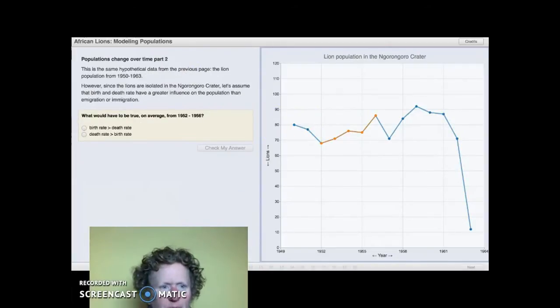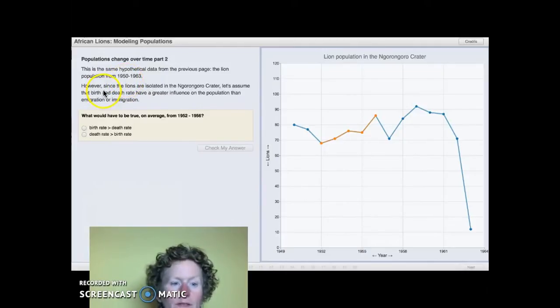Now we're going to look at a different part of the graph. Populations change, and we're going to look at this part of the graph here. This is the same hypothetical data from the previous page, the lion population from 1950 to 1963. However, since the lions are isolated in the Ngorongoro crater, let's assume that birth and death rates have a greater influence on the population than emigration or immigration. In other words, the crater is kind of closed off by high cliff walls, so it's hard for other lions to get in or out from other populations. So we're going to look more at birth and death rates.